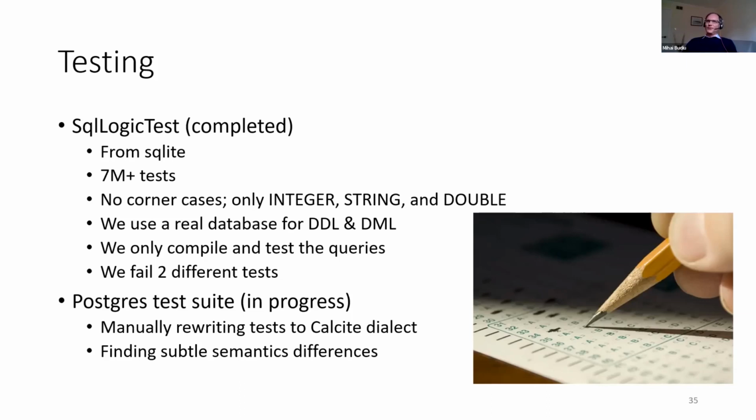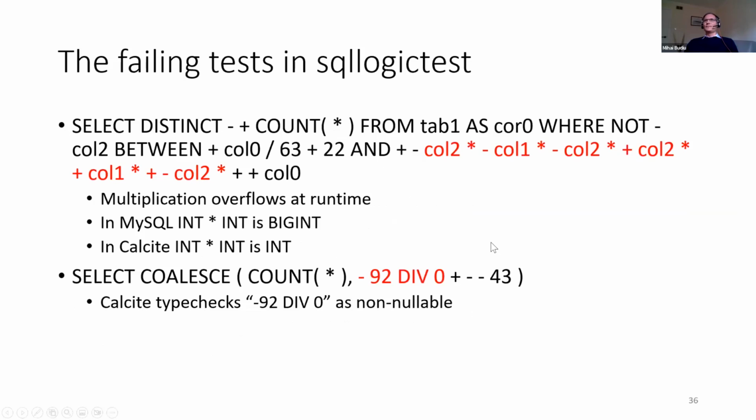And we are now converting the Postgres test suite by hand. We have to rewrite it manually because Calcite doesn't support many of the weird Postgres features. And sometimes we find subtle semantic differences. So these are the 2 tests from SQLLogicTest that fail. The first one fails because of an overflow in multiplication, which by definition they shouldn't exercise. But essentially in MySQL, for example, int times int is big int, but in Calcite it is int. So that's why these 2 can give a different result.